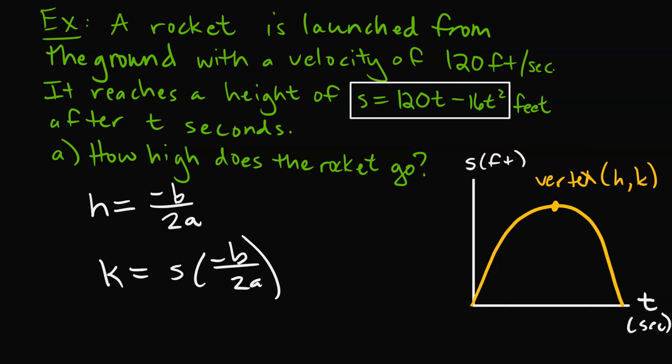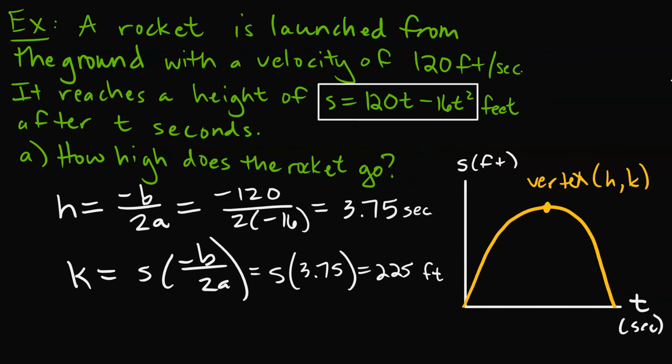So you really don't need me to do this for you. Go ahead and pause and find the vertex here. Once you do that, go ahead and identify the answer to the question, how high does the rocket go? Okay, so there's the two values, and using the units can help make sure we keep straight what they mean. So it reaches its highest point after 3.75 seconds, and the highest point is 225 feet. So there's the answer to part A.